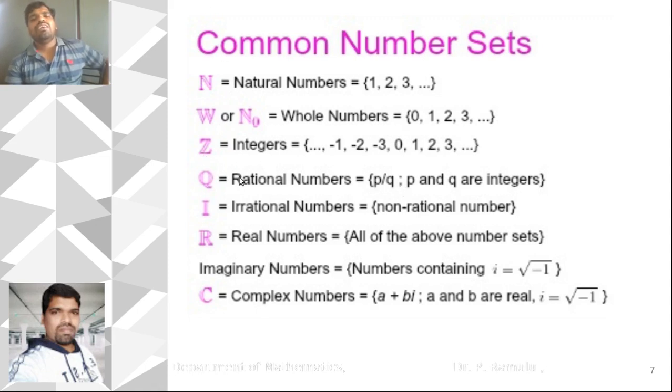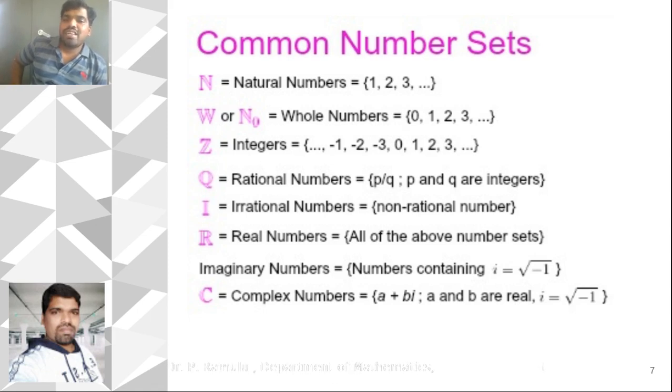The rest of the numbers are all numbers in the form of p by q, where p, q are integers and q is not equal to 0. We are missing here q not equal to 0. What happens if q equals 0? If q is equal to 0, it is infinite. 0 by something or something by 0 is infinite. That's why we do not allow q equal to 0. The elements in the fractional form are called rational numbers.